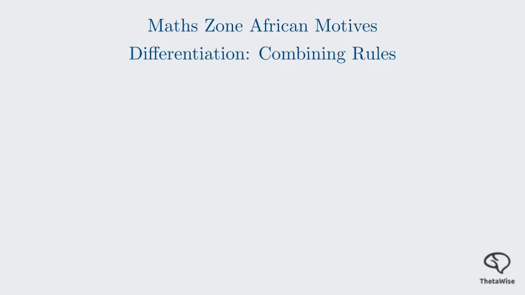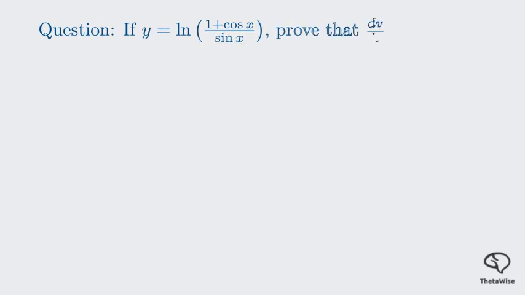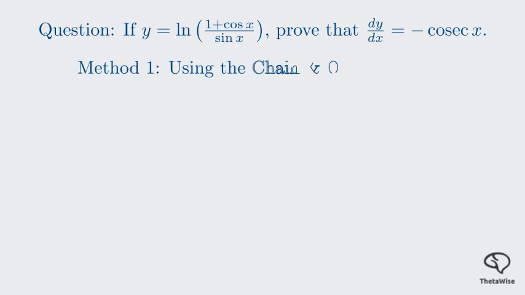Let's get started. Our first problem is a proof. We need to prove that if y equals the natural logarithm of the quotient of 1 plus cosine x and sine x, then its derivative, dy/dx, is equal to negative cosecant x. We'll explore two methods for this. The first is a direct approach using the quotient rule. We'll label this as Method 1, using the chain and quotient rules.